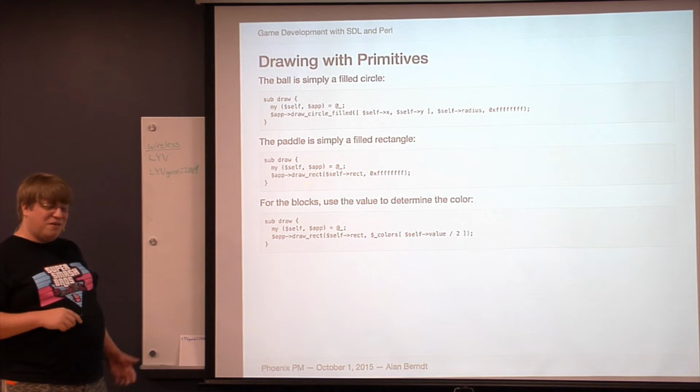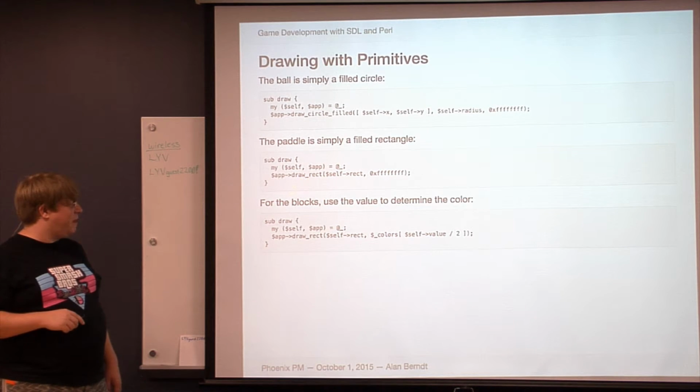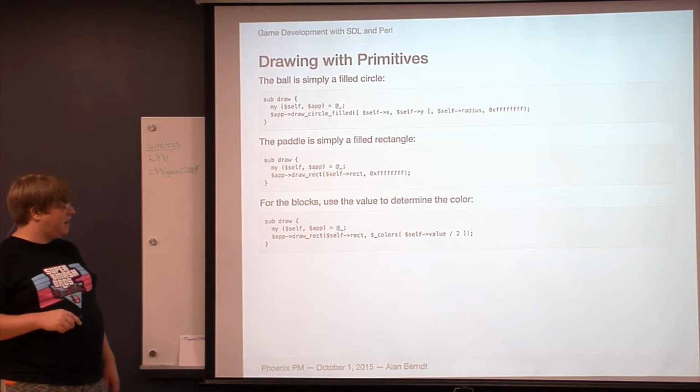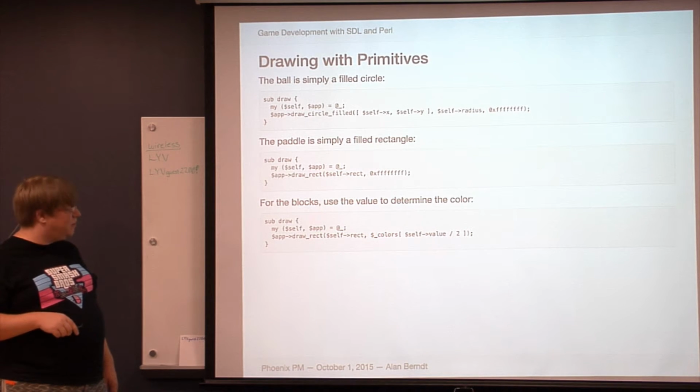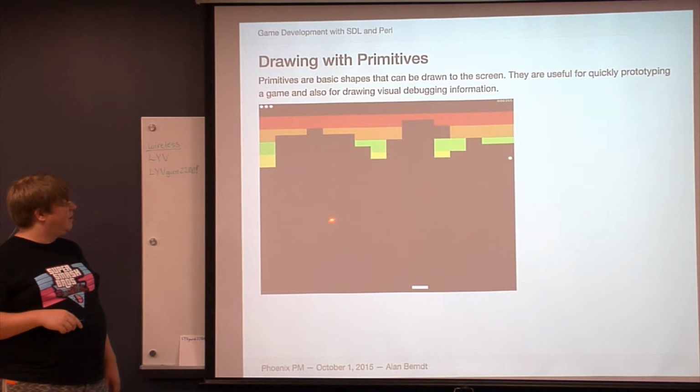There is no real notion of an unfilled rectangle, so that one's just called draw rect. It takes an SDLX rectangle, or SDLX rect, which the paddle already had a function that returned its rect, so we just use that. And then the blocks, again, have their own rect, but we pick the colors based on their value here, and there was an array of colors that I should have included, but I didn't. But as you can see, it sets them to fun colors all the way up.